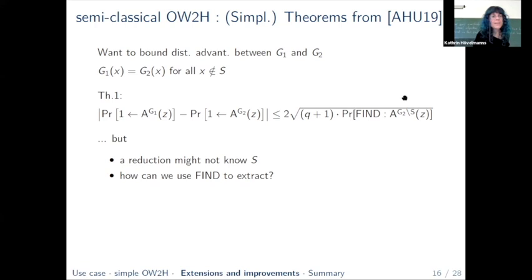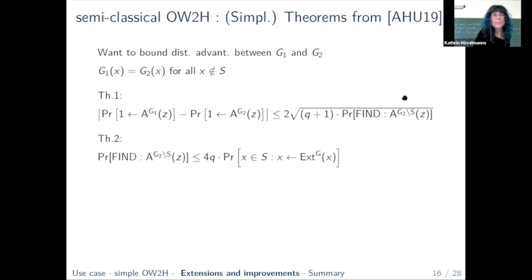And this is where the second theorem comes into play. That states that this probability can also be upper bounded in terms of the number of oracle queries and the success probability of the extractor that we've already seen, the one that runs A until a random query, measures the input register, and returns the result.